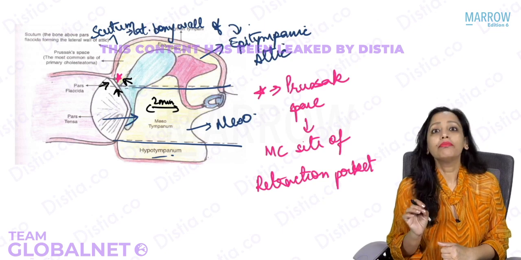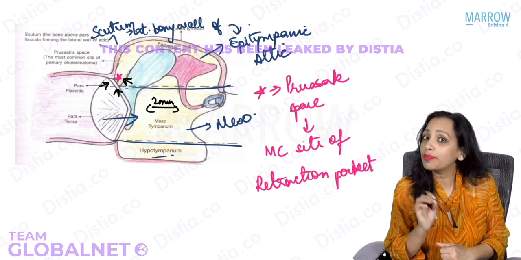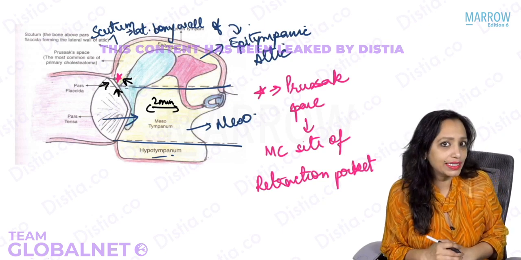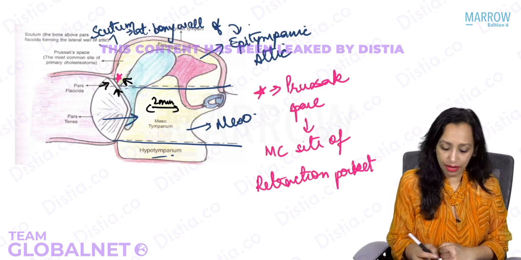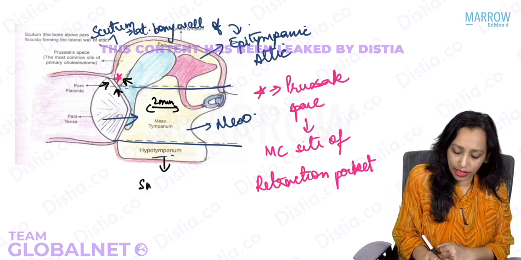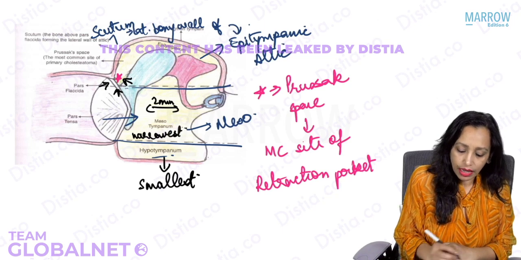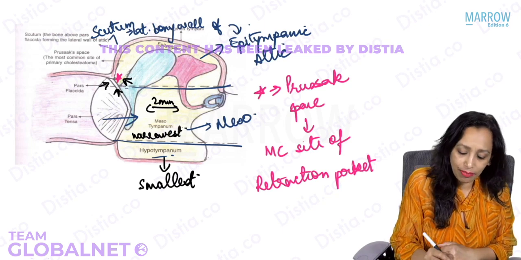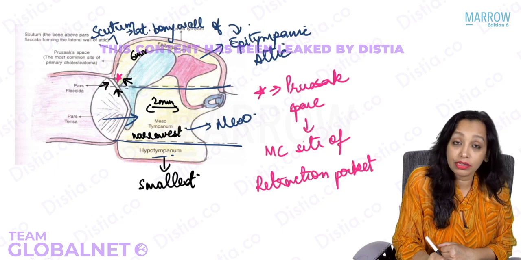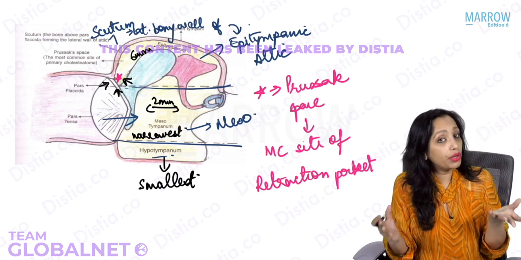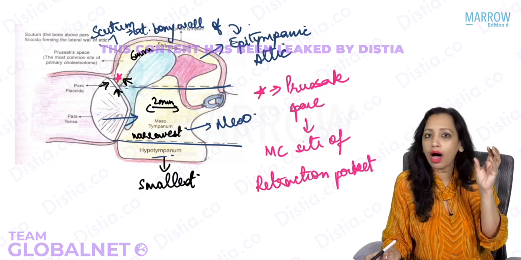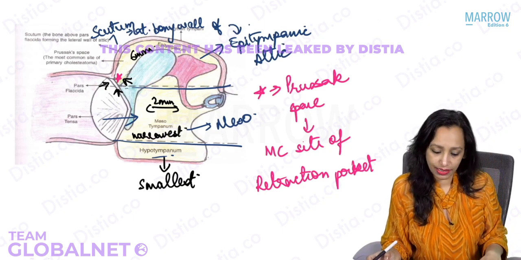So we saw the narrowest is the mesotympanum, and what is the smallest part of the middle ear cavity? The smallest is the hypotympanum. The hypotympanum is the smallest, and the mesotympanum is the narrowest. And the largest and the widest is the epitympanum. It is around 6 millimeters. Largest and widest, that is also only 6 millimeters. So you can imagine how small the middle ear cavity is.